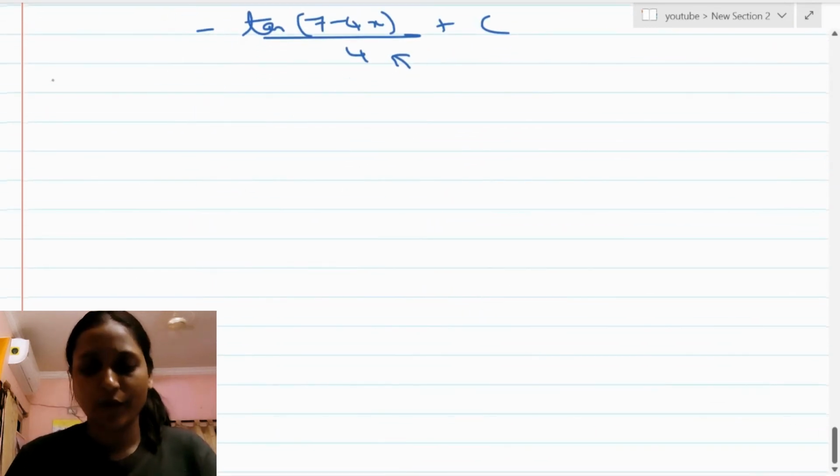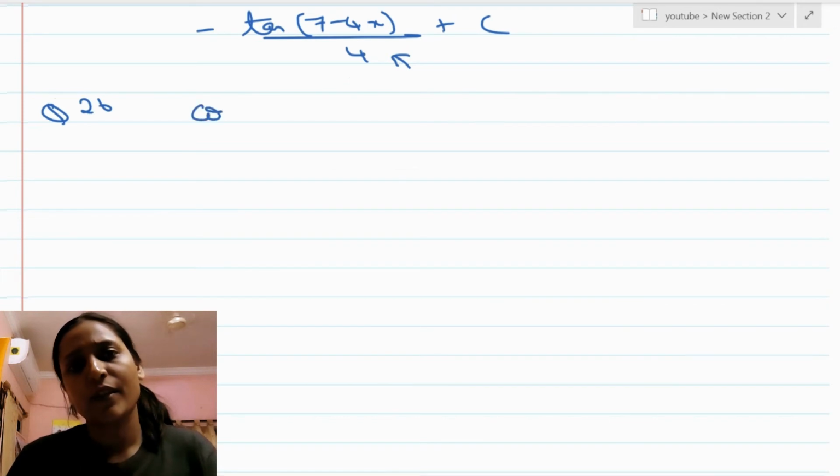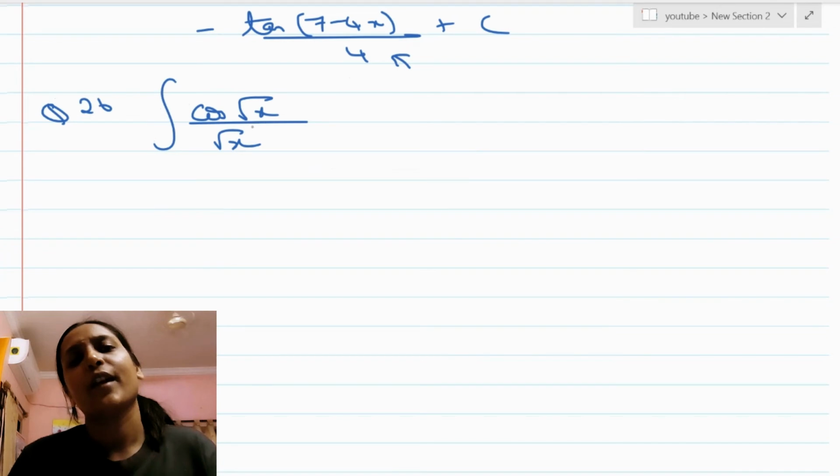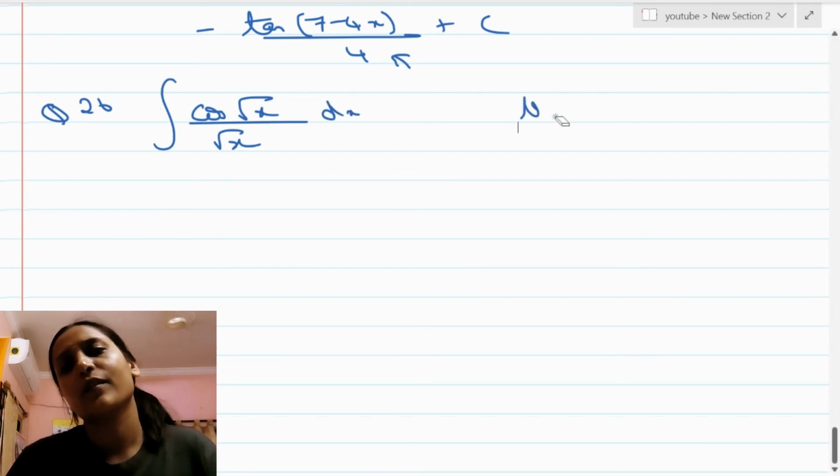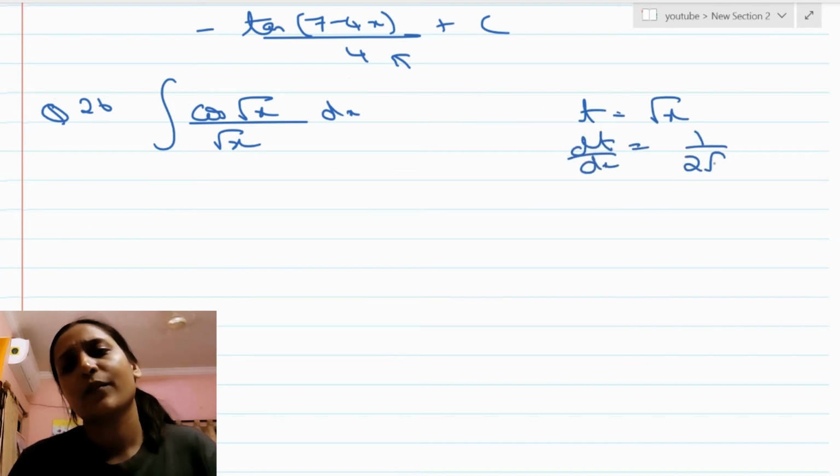Let's do the next important question. It is question number 26 from the textbook. So this is cos root x divided by root x. So the value of cos is not being differentiated, but the root x value is what we see in the denominator. So that is the substituted value. So t is going to be equal to root x. Then dt by dx would be 1 by 2 root x. So 2 dt is equal to dx by root x.